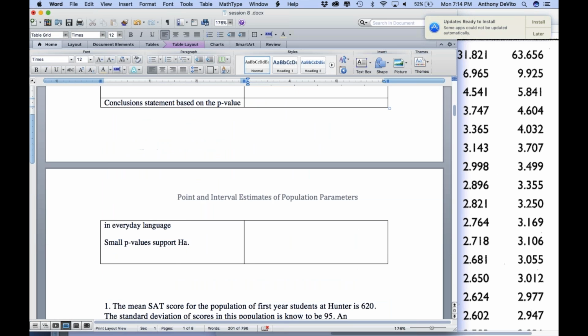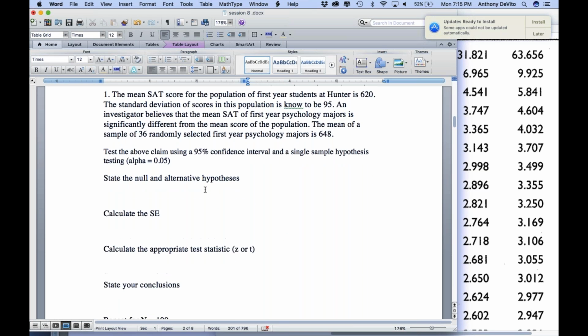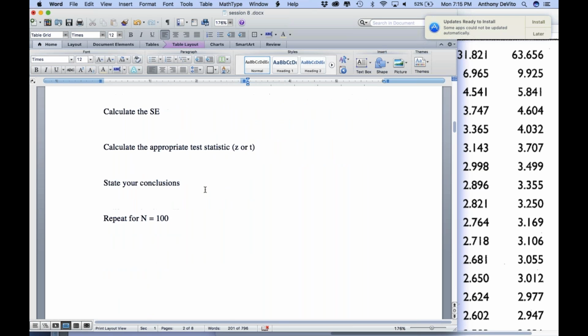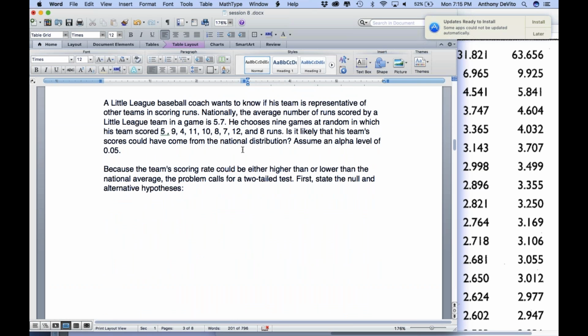Okay, let's try another one. I think we did this already. This is the same thing, except it's a small sample size. A Little League baseball coach wants to know if his team is representative of the team scoring runs. Nationally, the average number of runs scored in a Little League team is 5.7. That's a population mean, right? In other words, mu national is equal to 5.7.